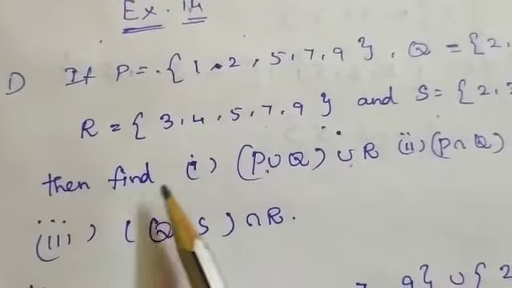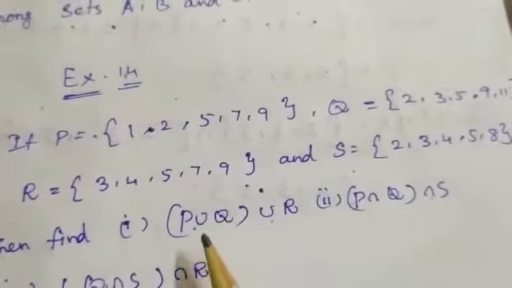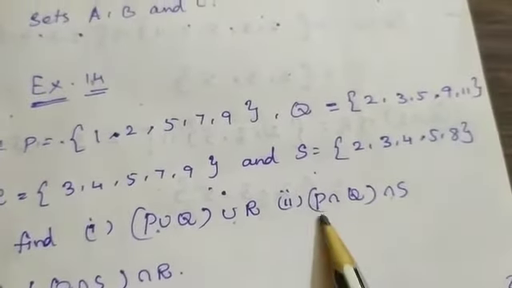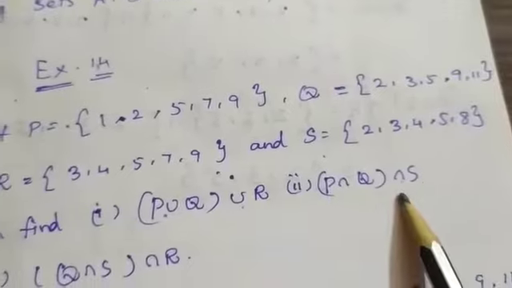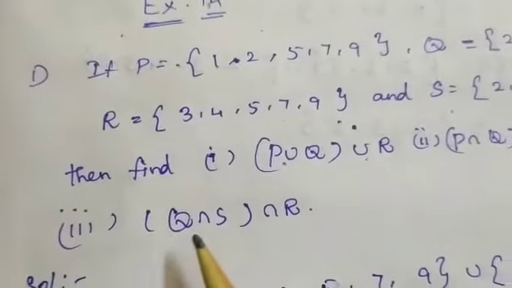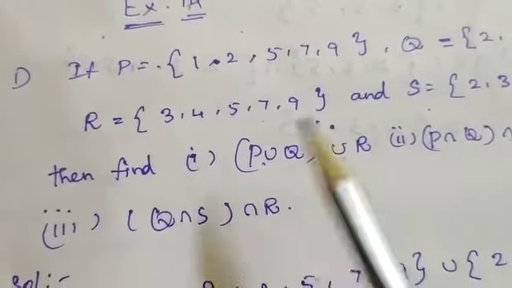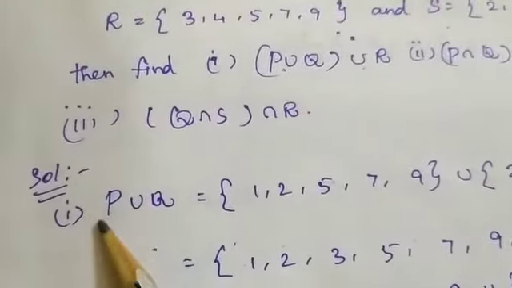So then find, first part: P union Q union R. Second part: P intersection Q intersection S. Third part: Q intersection S intersection R. So we have to find the first part. So solution.